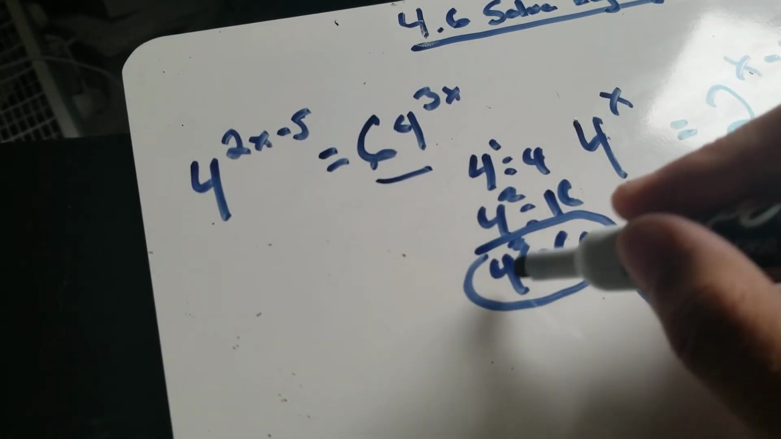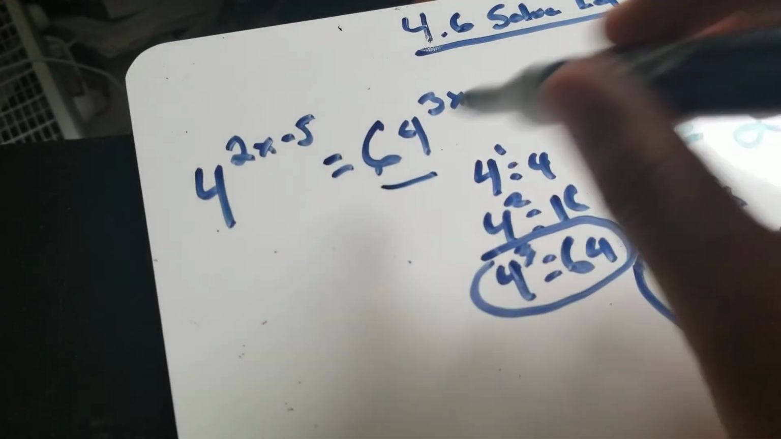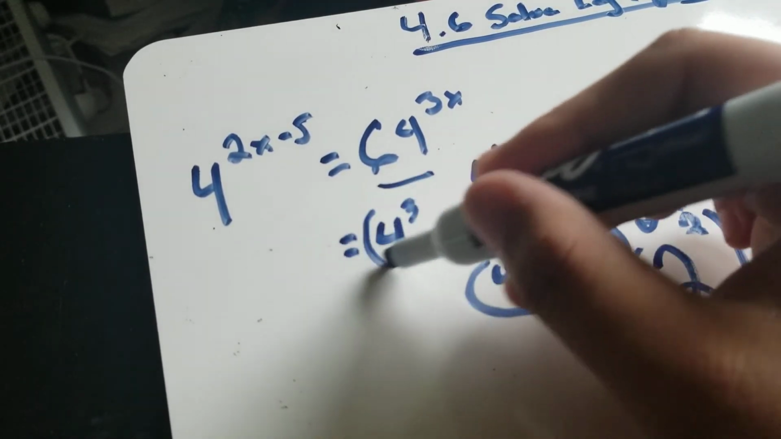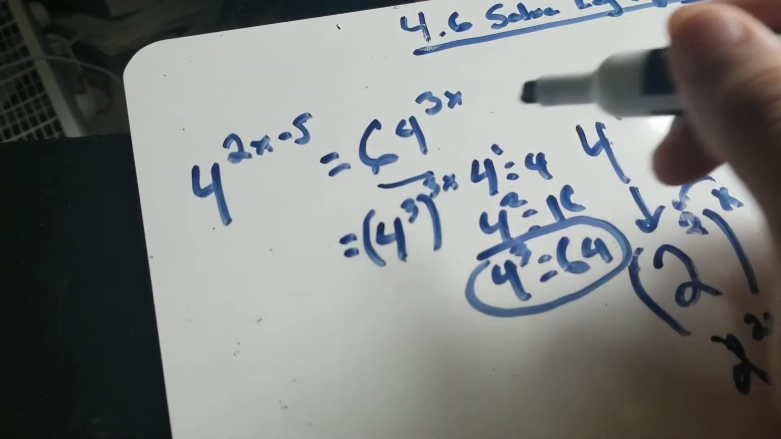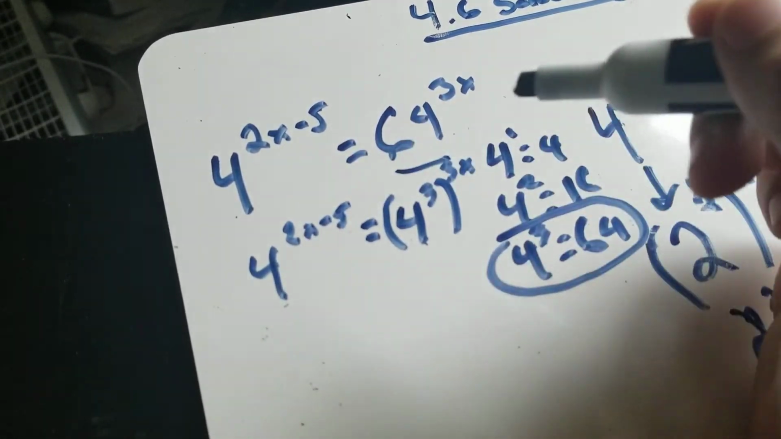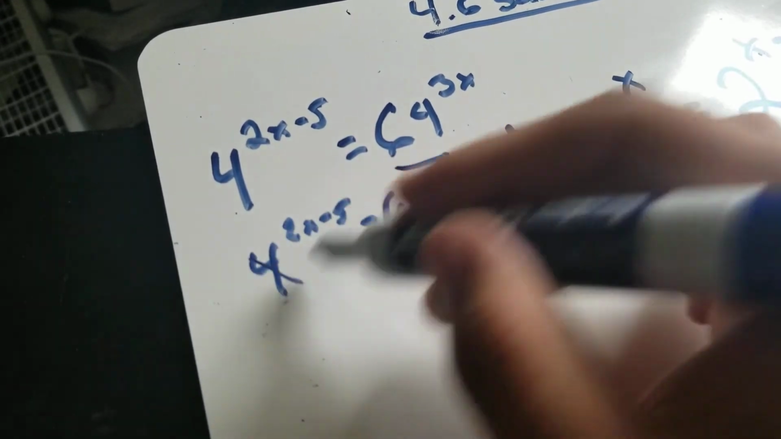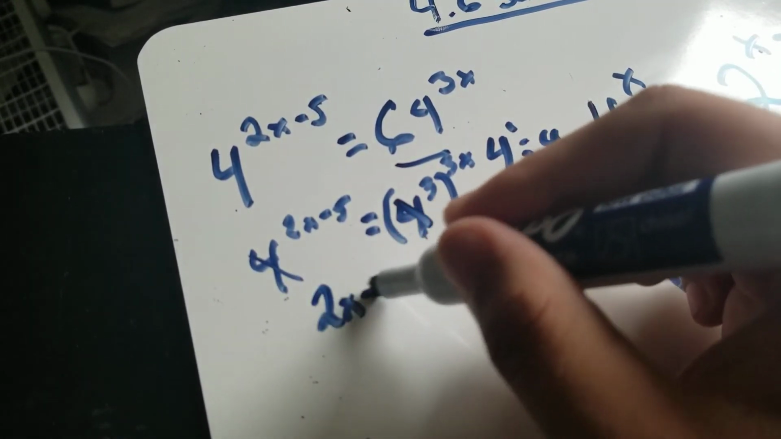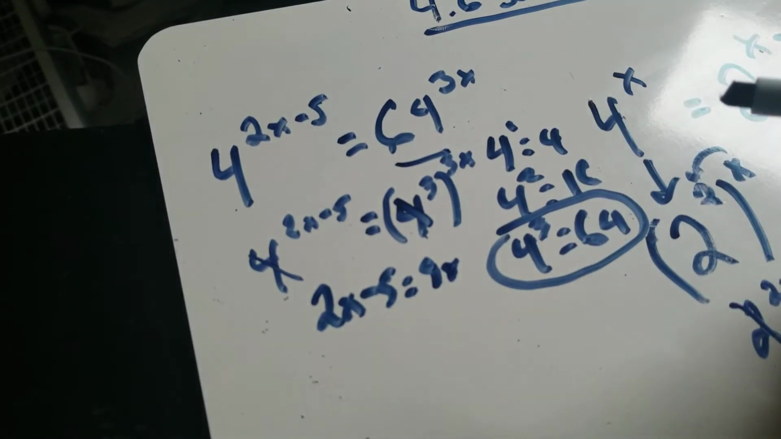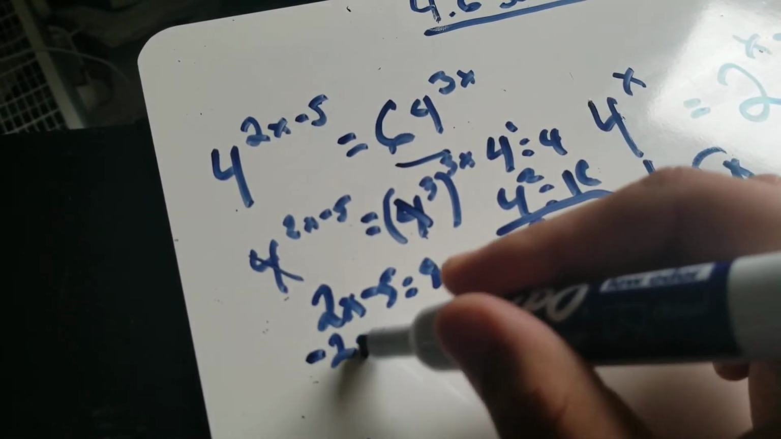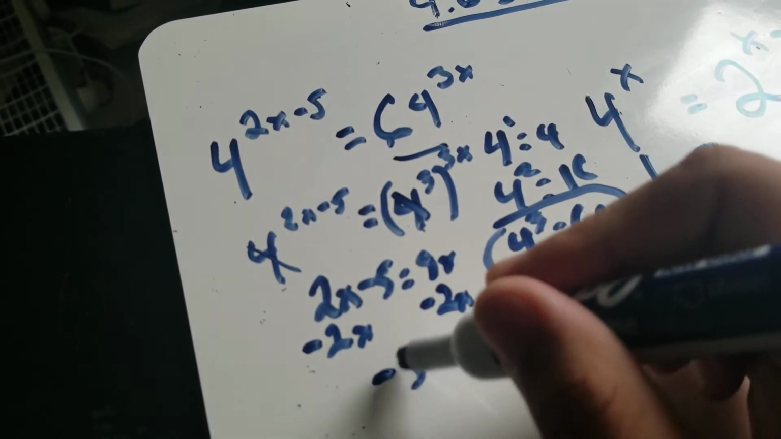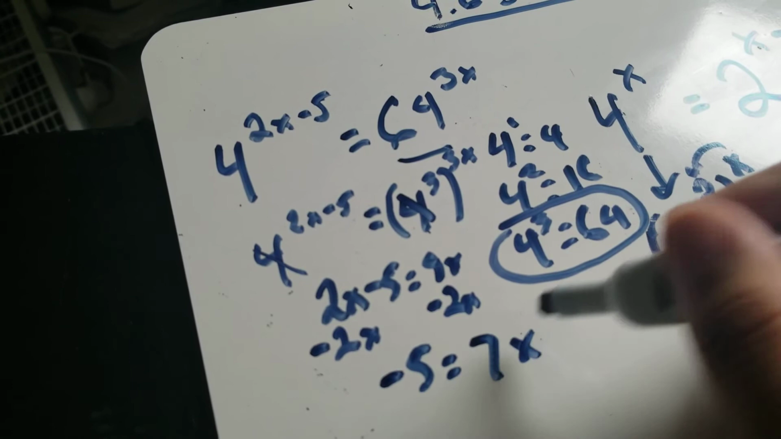So because we see 4 to the third power equals 64, we could rewrite 64 like this: 4 to the third power, to the 3x, and that equals 2x minus 5. We're going to cross these 4's out. So it's 2x minus 5 equals 9x. Now we could do just our basic algebra skills. Minus 2x, minus 2x.